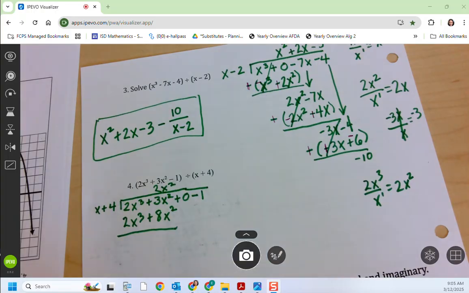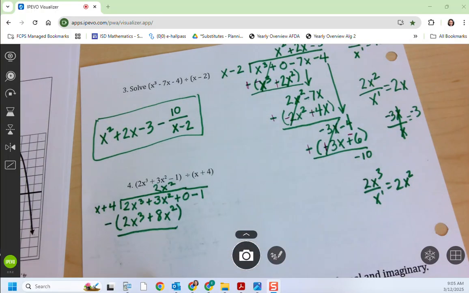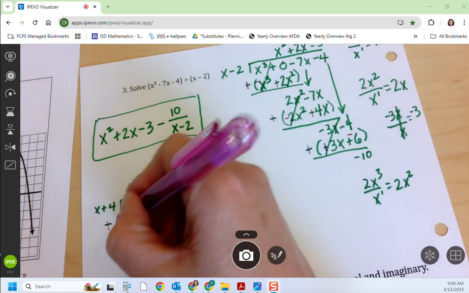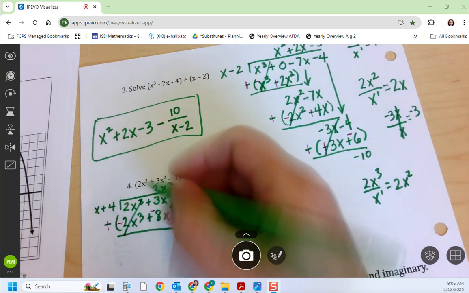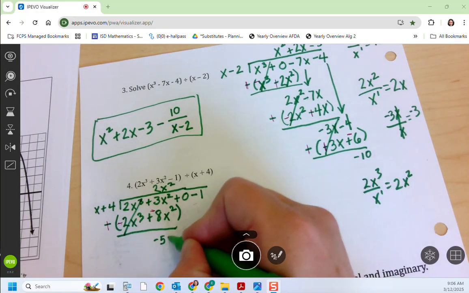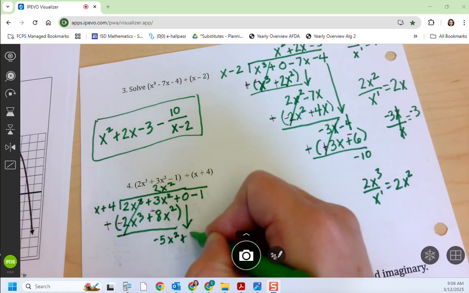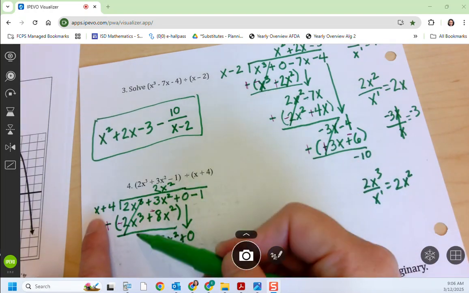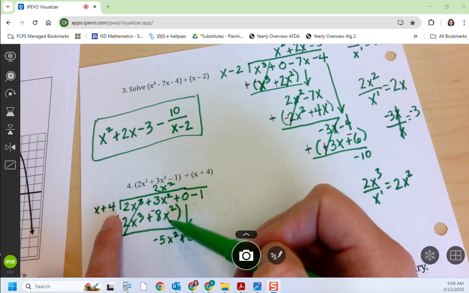Now we subtract. And I'm going to distribute the minus. So I have negative here, negative here. That gets me negative 5x squared. And bring down the 0. Where did you get the 8 from? I did 2x squared times x to get 2x to the 3. And 2x squared times 4 to get 8x to the 2.